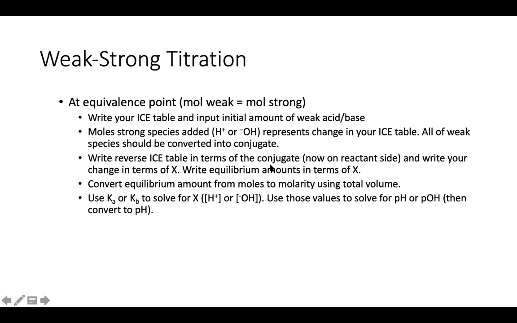And so if our conjugate base is on the reactant side, a base is on the reactant side, we have to relate it to Kb. If in our reverse ice table it's a weak acid on the reactant side, then we'd use Ka. And from here, you just normally solve for X, which again will be our concentration of H plus or our concentration of hydroxide. Then depending on which one you have, you can solve directly for pH, or if you have hydroxide, you can solve for pOH, and then from there, convert to pH.